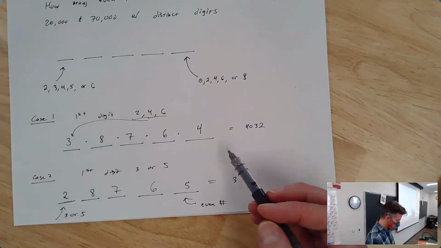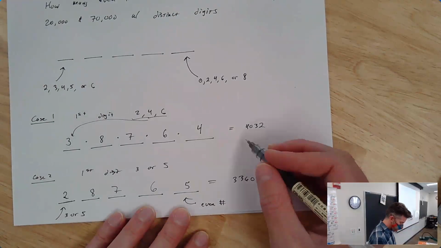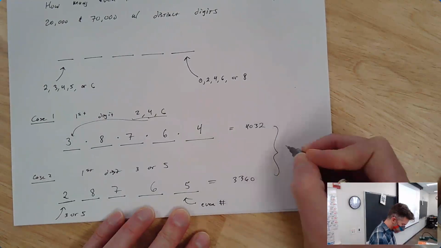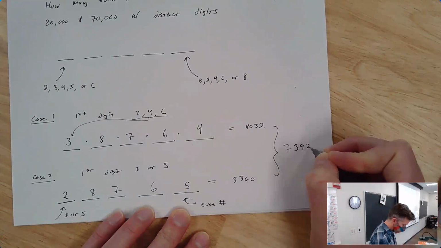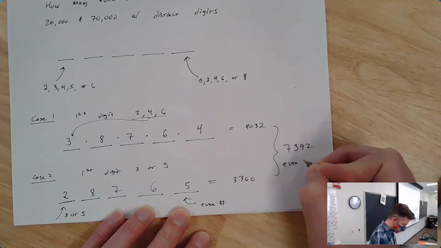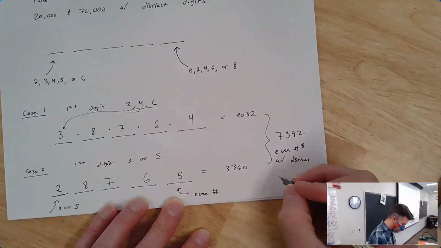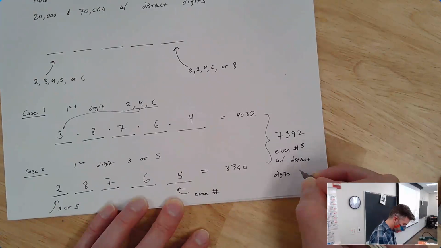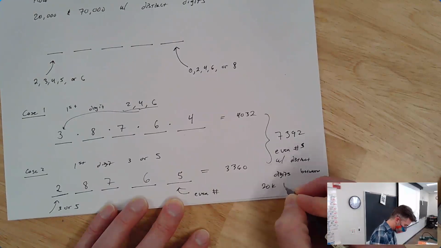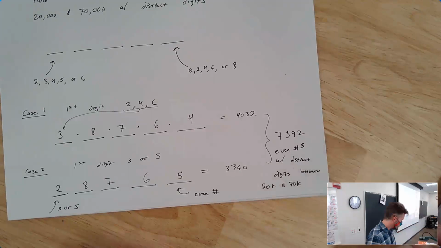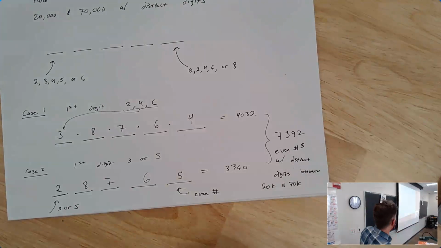So in total, that's going to be 7,392 even numbers with distinct digits between 20,000 and 70,000. Again, kind of interesting, but who really cares, right?